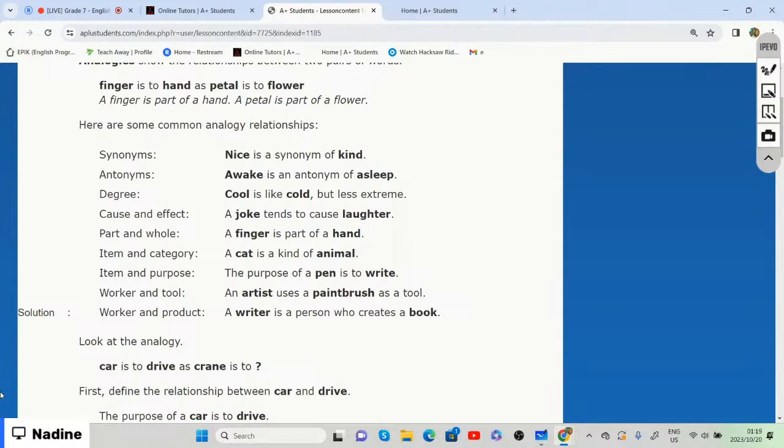If we look at the worker and a tool, right? An artist uses a paintbrush as a tool. So if you're an artist, then the relationship between an artist and its painting is even the tools that it uses, which is paintbrushes, canvases, and then worker and product. A writer is a person who creates a book, articles, right? That is what writers do.